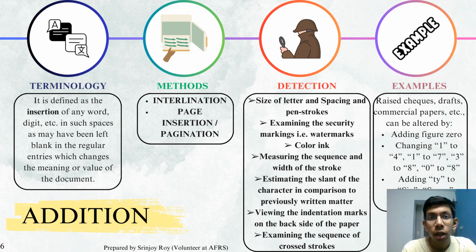Also, when you're writing, the size, the pen pressure, the thickness of the pen, that also varies. If you're adding something and the handwriting is different, that is also a very crucial factor in detecting addition. And also the style of letters, the slant and everything, those are very crucial factors which help in detecting addition. And mainly the examples are, you add 0 to checks, or you change some, suppose changing 1 to 4, 1 to 7, 3 to 8, 0 to 8. These are the main ways in which addition is done.